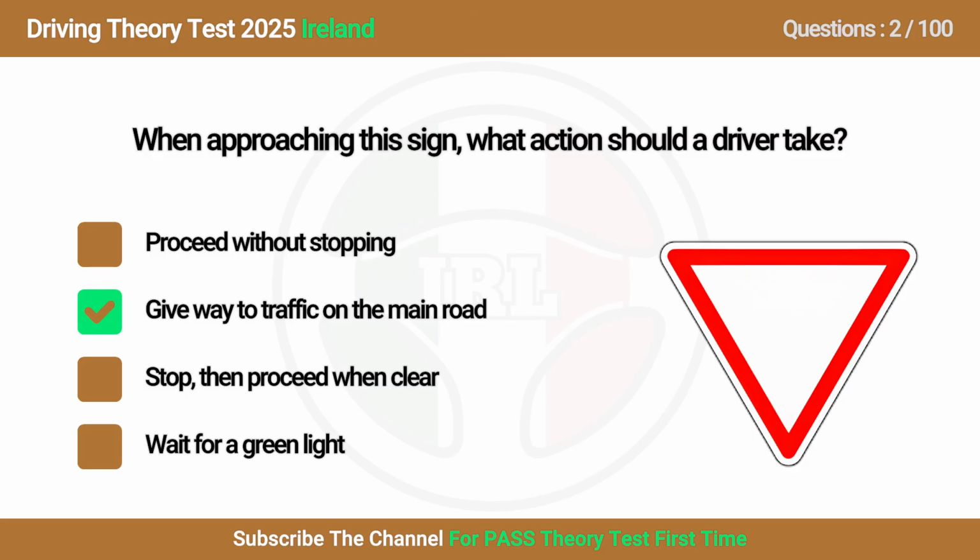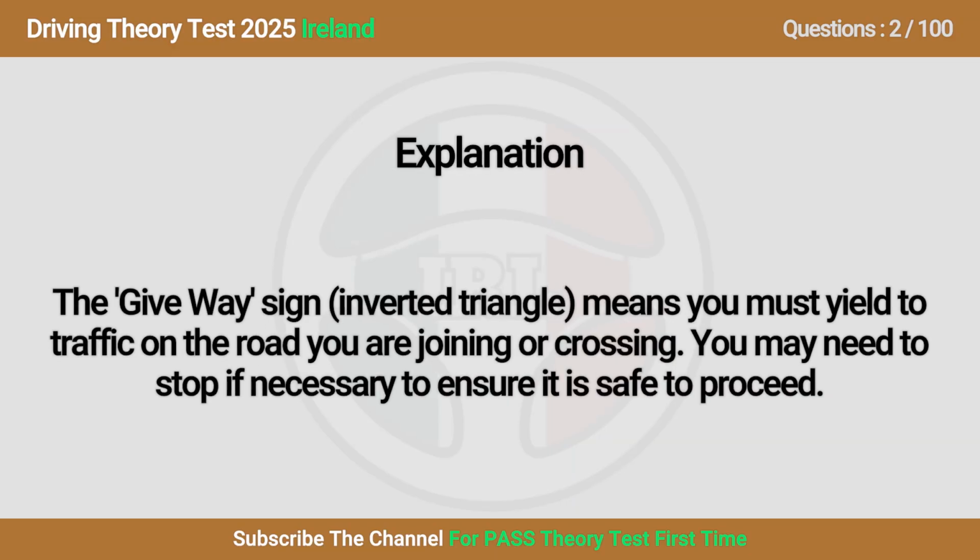Answer is B. Give way to traffic on the main road. The give way sign, an inverted triangle, means you must yield to traffic on the road you are joining or crossing. You may need to stop if necessary to ensure it is safe to proceed.